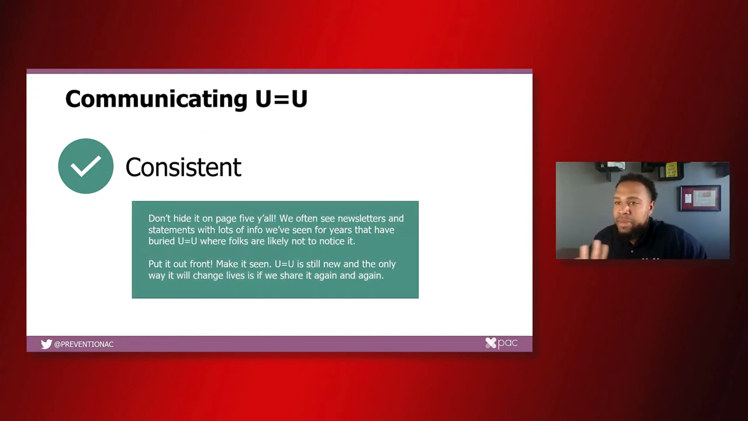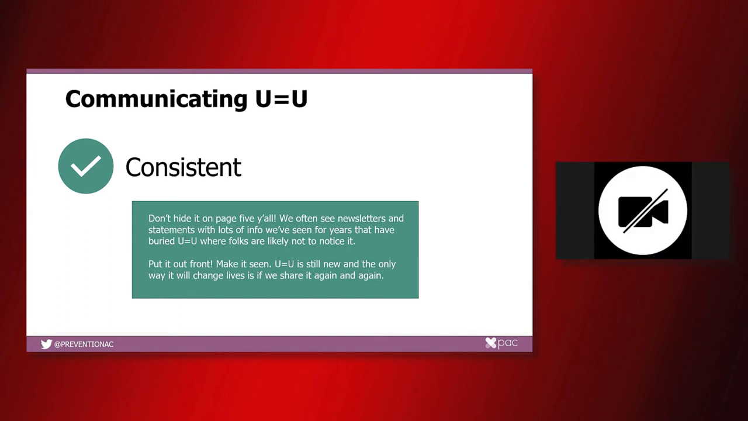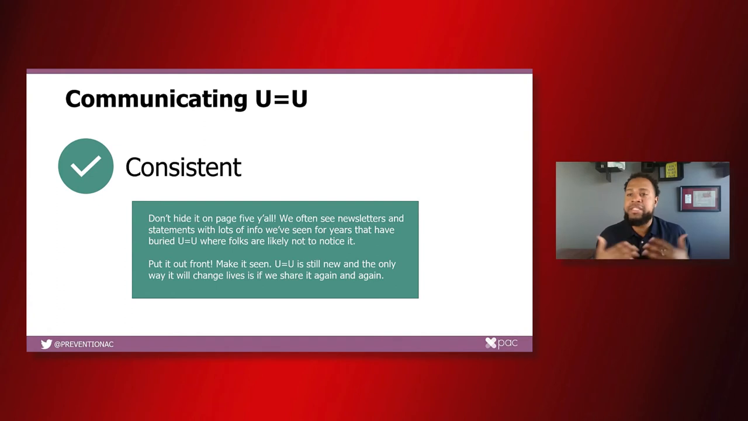So you don't want to hide U equals U in the back of page 5 and so forth. You want to make U equals U front and center, because if we're talking about HIV, then we're talking about those people who live with HIV. And people living with HIV should be on the forefront of the lines of what we care about. It's great, don't get me wrong, to talk about PrEP and condoms. Those things are great. But when you really care about people who are living with HIV, you put the information that saves lives to the forefront of this. And U equals U is part of that information that's going to continue saving lives and shaping lives too. Make it seem U equals U is still new, and the only way it will change lives is if we continue to share it again and again and again. Next slide, please.